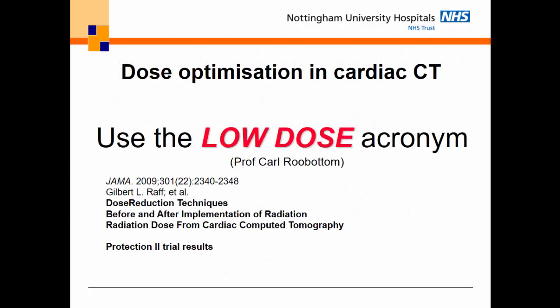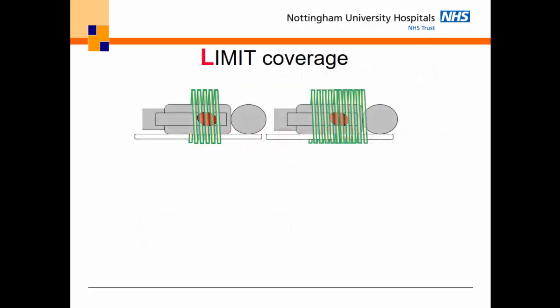Okay, so how do we optimize doses in cardiac CT? We're going to use this low dose acronym that came from Professor Carl Rubottom, and it's based on this paper here, dose reduction techniques, before and after implementation of a dose reduction program. So you've probably all heard of the PROTECTION trials. You've got to have read those studies really to do cardiac CT well. Okay, so the first is limit coverage.